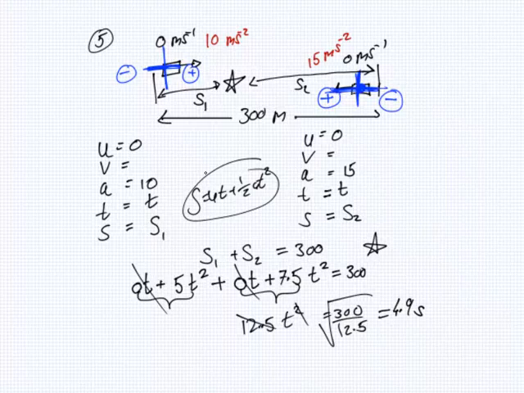Find S. Good practice though. Find S. Does it ask for S? No, but because my T is different. Oh, a half a t squared. So the first S, the smaller S here I got was 60 meters, and then the other one it should be 240.